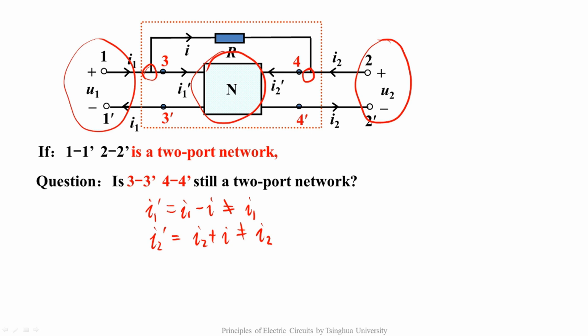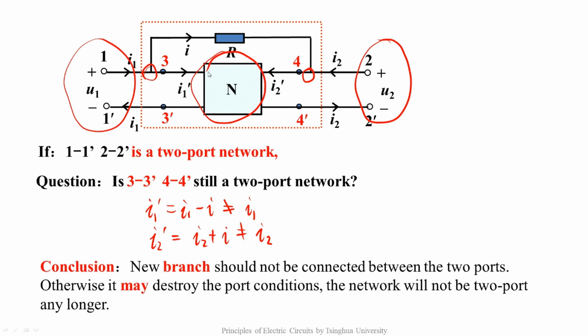So N is not a two-port network any longer. And the theorem and the analysis of the two-port network is not applicable for N any longer. You should remember this. Here is a general conclusion. New branch should not be connected between the two ports, otherwise it may destroy the port conditions, and the original network will not be the two-port any longer.